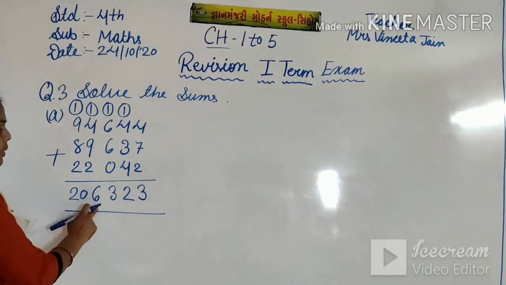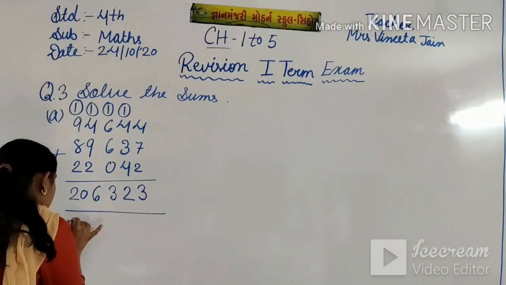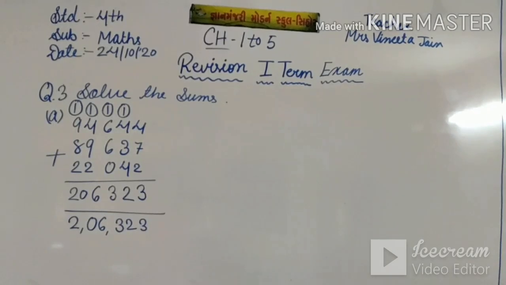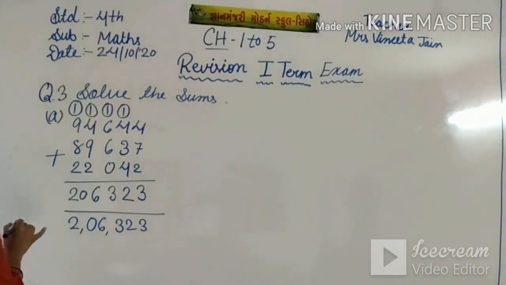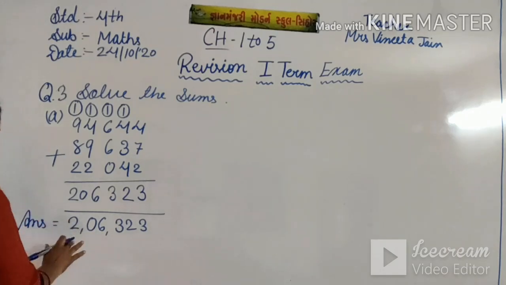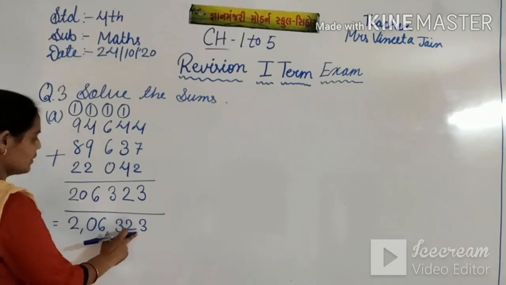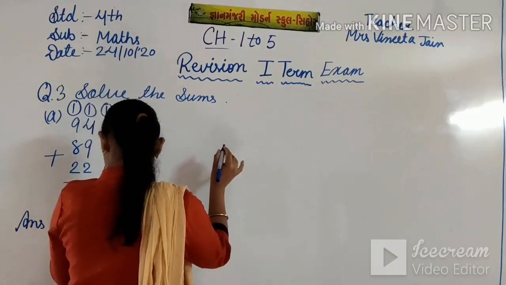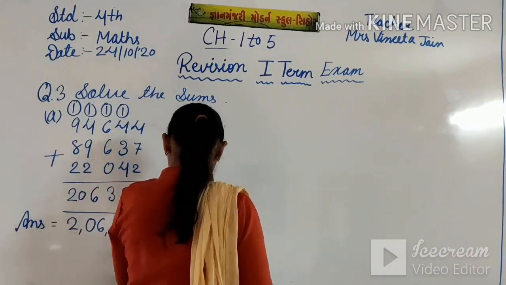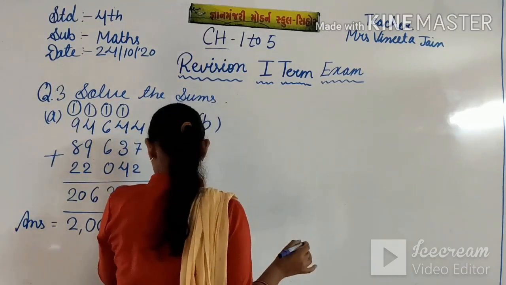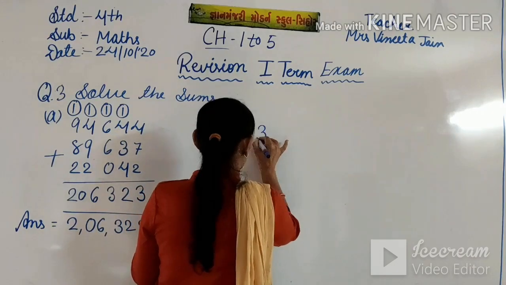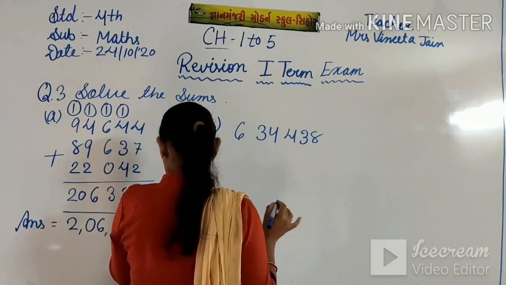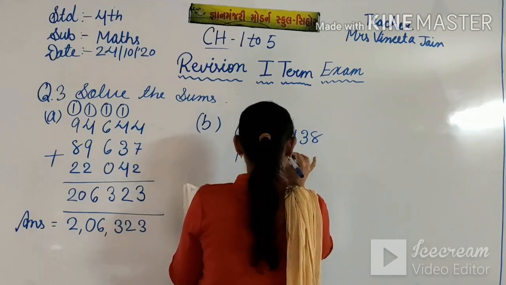Okay, the answer is 2,6,323. Okay, students. Answer 2,6,323. Next, subtraction. Okay, B, subtraction: 6,34,438 minus 1,2,457.